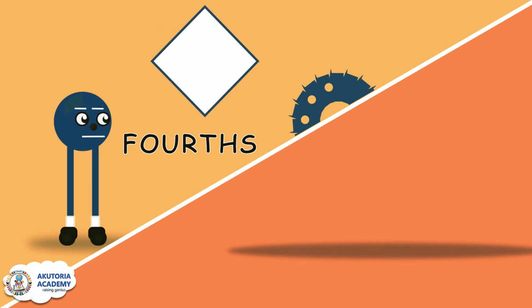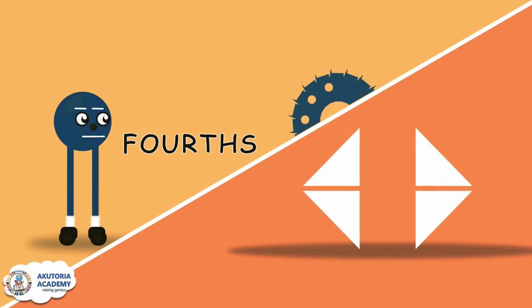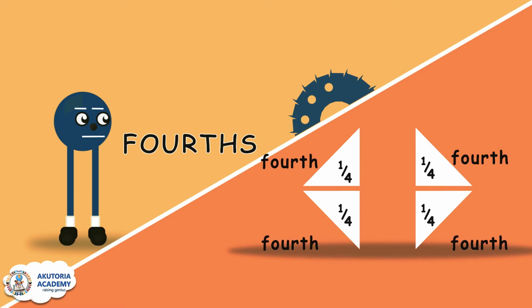Fourths. Fourths is when we divide things into 4 equal parts. If we divide this diamond shape into 4 equal parts, we would have fourths. Each part of the diamond shape we divided is called a fourth. So when we want to make fourths, we have to divide into 4 equal parts. You can divide biscuits into 4 different parts, and each part will be called a fourth of the biscuits.